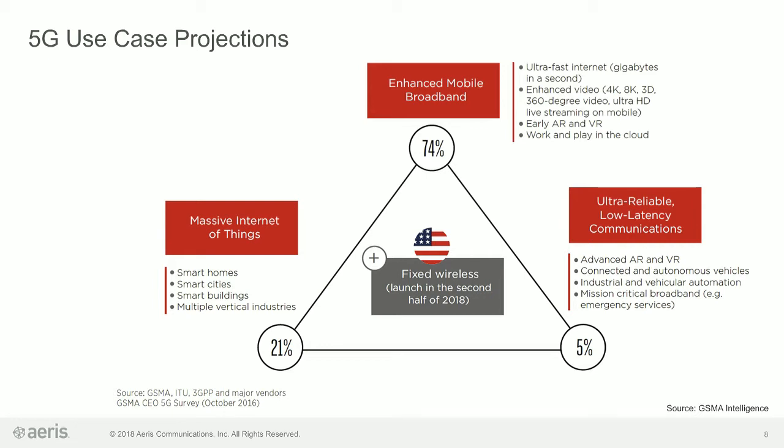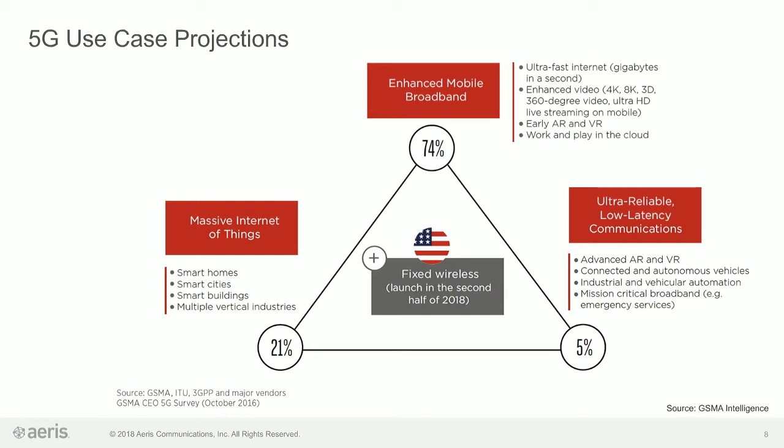About 5% is, in terms of use cases, the estimate for ultra-reliable, low-latency communications, where people will be expecting to provide services that are simply not possible with 4G today, even up to the high speeds that are possible with some of the higher categories of 4G LTE.